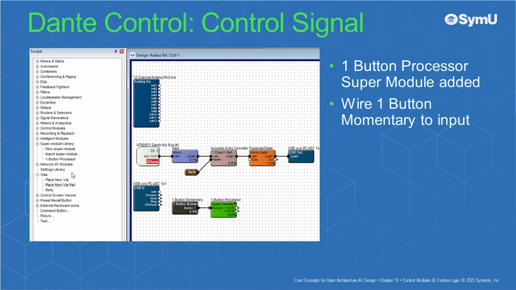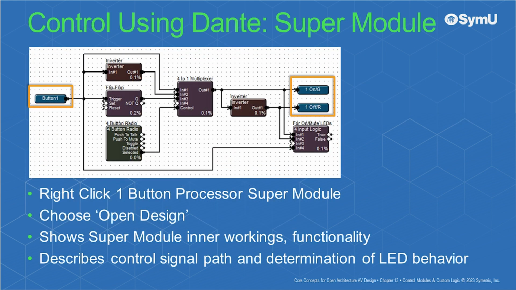With the one-button processor supermodule added, wire the one-button momentary to the input. Right-click on the one-button processor supermodule and choose Open Design. This shows the inner workings and functionality of the supermodule, how our control signal gets from the DSP to the AT-ND971, and determines the behavior of the LEDs.